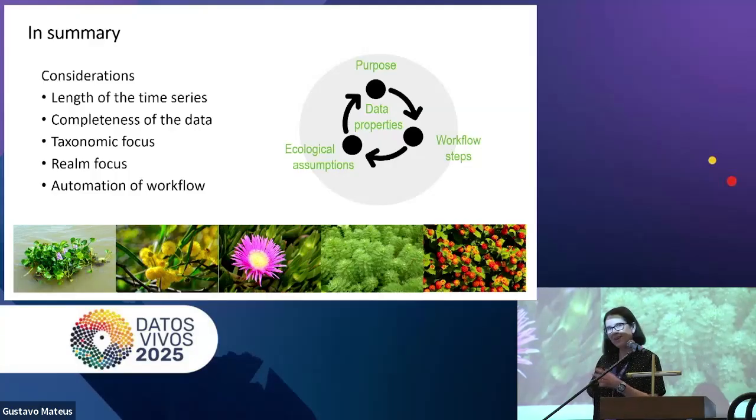And how can you actually automate this workflow? None of these decisions can be taken in isolation. All of them have to consider the purpose of this indicator, the data properties, the workflow steps, and the ecological assumptions, all of which have to be considered at every step of the process in producing this indicator.